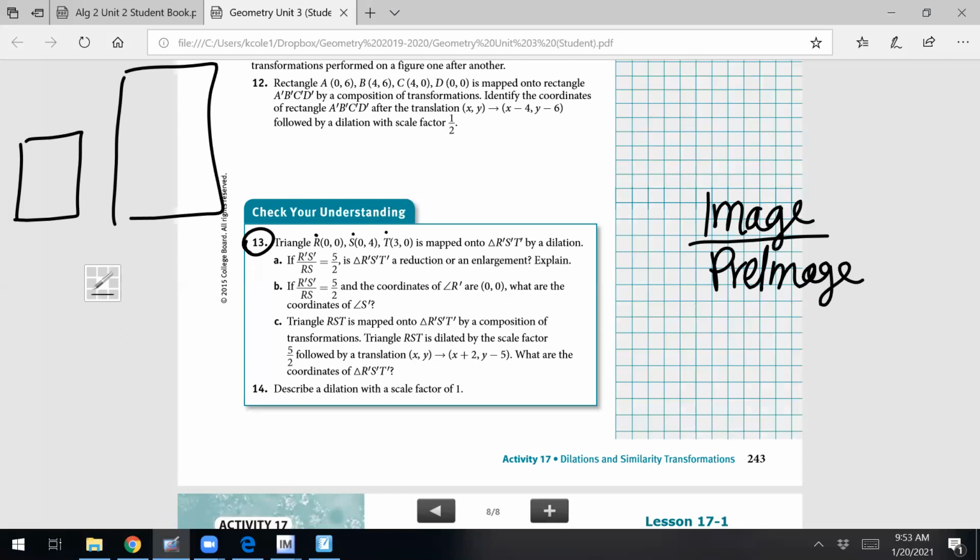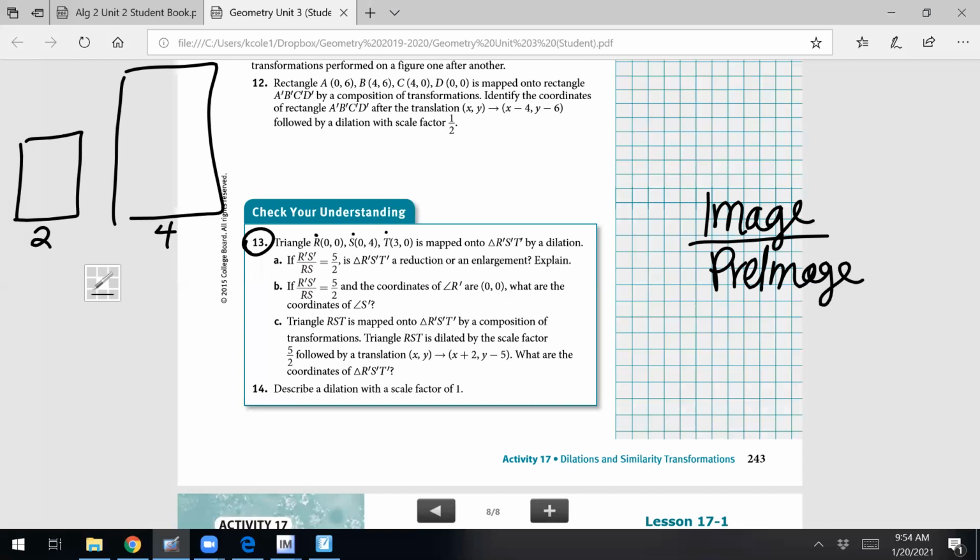Because if I draw two rectangles that are seemingly similar, they look like they've been dilated. In order to figure out how much they've been dilated, you would first of all need to know which one is the pre-image and which one is the image. Because if all I told you was that this is 2 and this is 4, what are the possibilities for a scale factor?